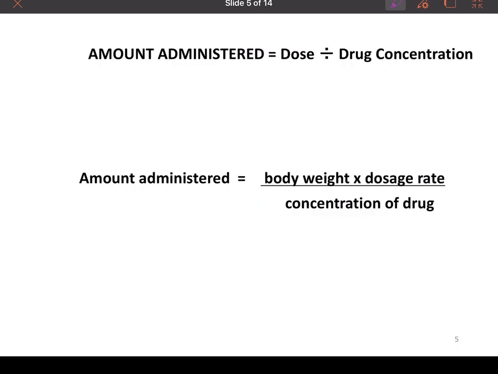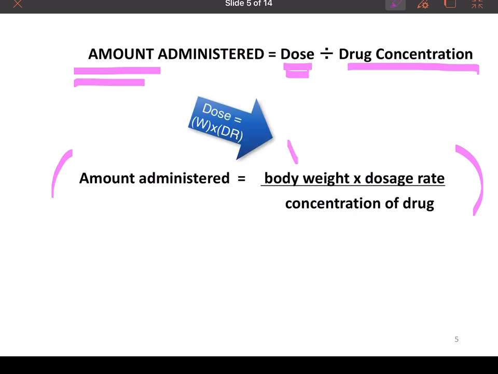All right, let's look at this next formula here. So we've calculated drug dose right there. If we want to know how much of a drug we're going to give a patient, let's say how many tablets or how many mils or how many ounces or something like that, we use our dose that we've just calculated, and then we have to find the drug concentration. Dose divided by drug concentration equals the amount that we're going to administer. So we can put it all into one formula here. The amount of drug that we're going to give to a patient is the body weight times the dosage rate, that's your dose formula, divided by the concentration of the drug.